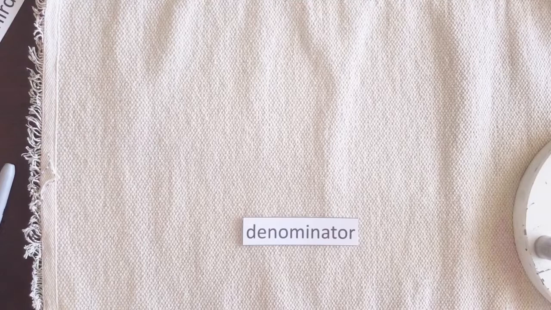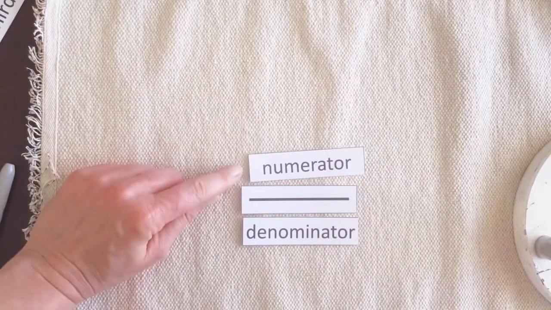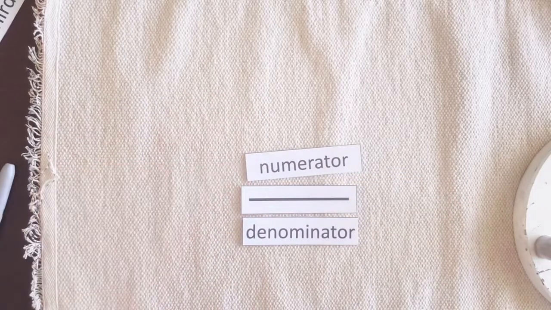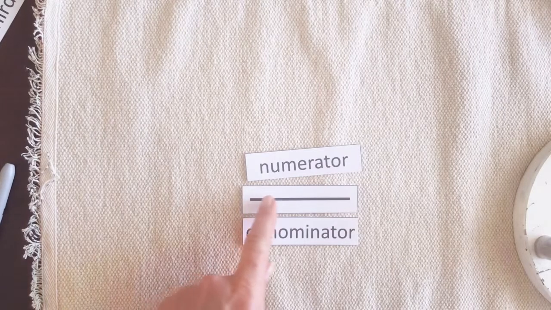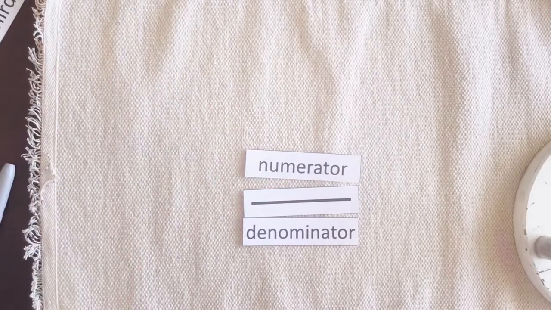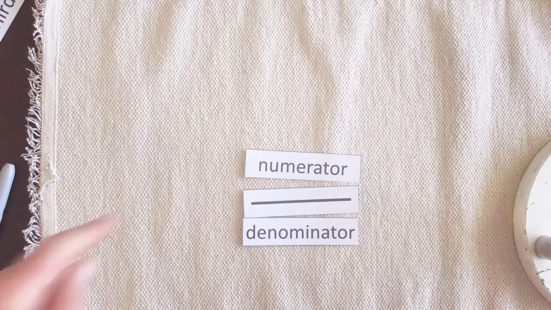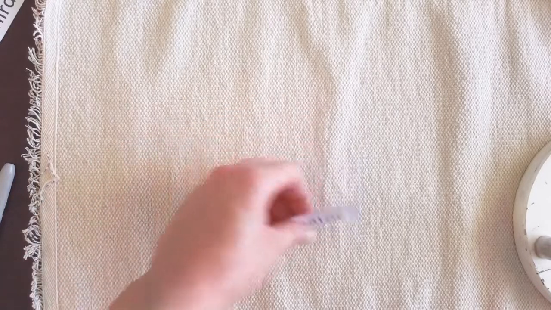And the amount of pieces that I take is called the numerator. Okay, this line right here is the sign for division. When we had our one whole, we divided it up into equal pieces. Okay, so that is how to write the fractions.